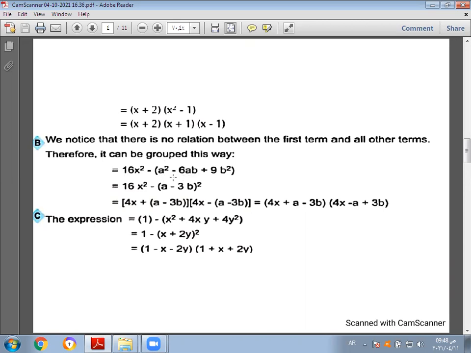The root of the first is a, and the root of the third is 3b. Multiply a with 3b, it will be 3ab, and you must multiply by 2 again. So we find 6ab. So this algebraic expression is a perfect square.